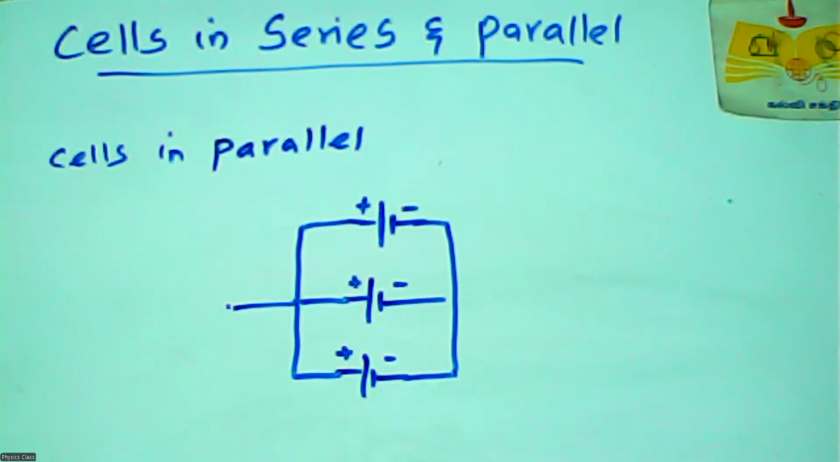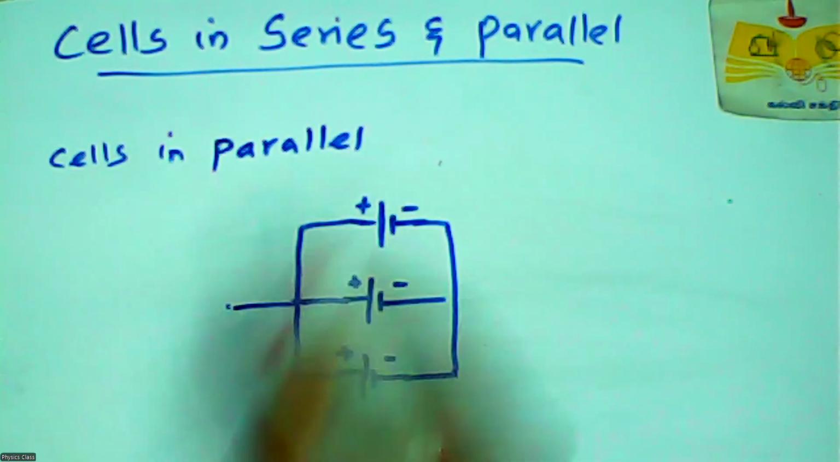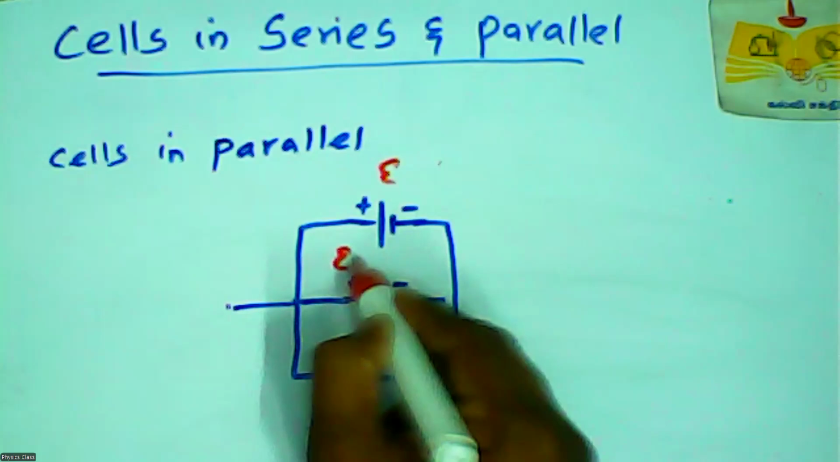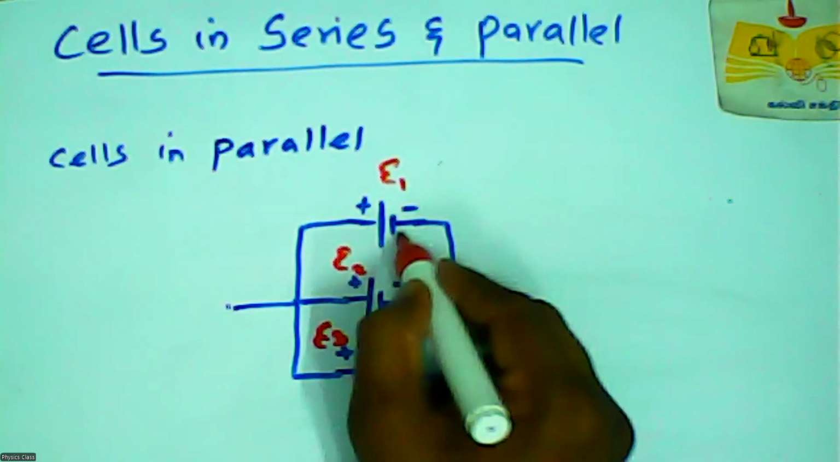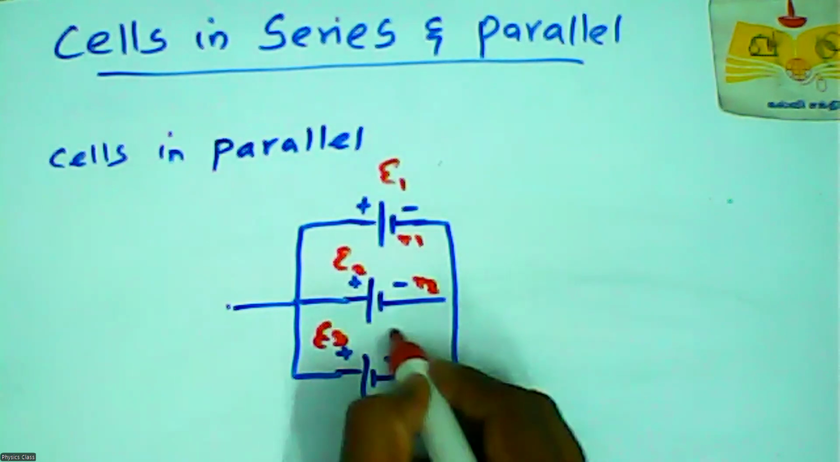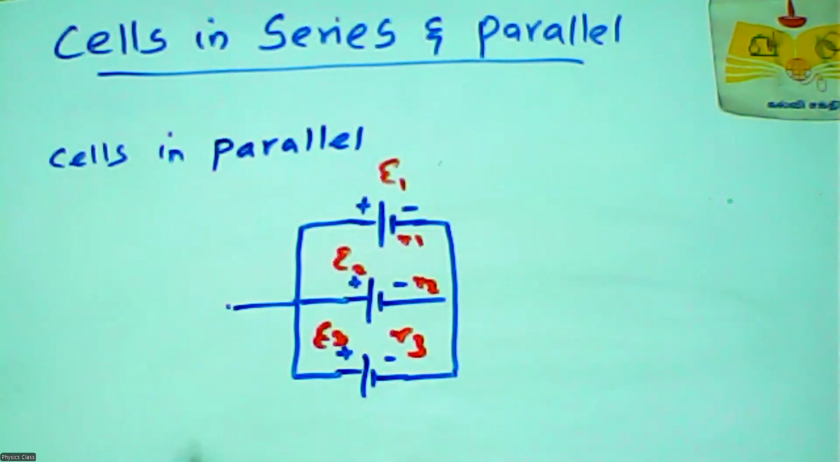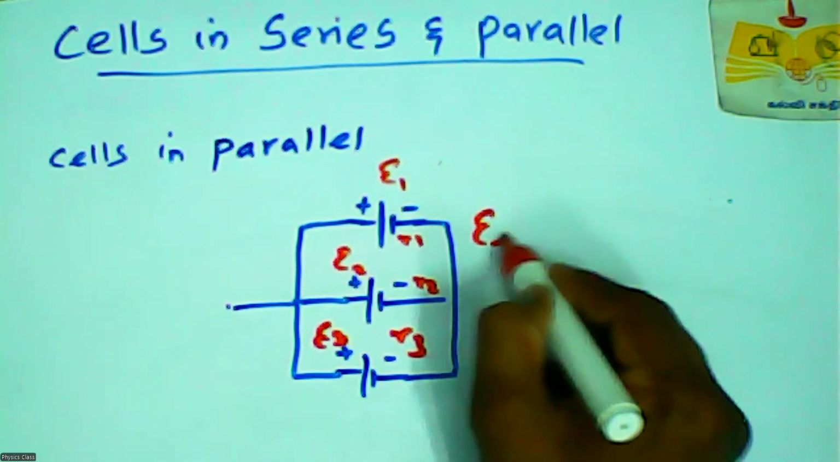Already you know that each cell has an EMF, E1, E2, E3, and internal resistance R1, R2, R3, like that. So here the EMF remains the same.